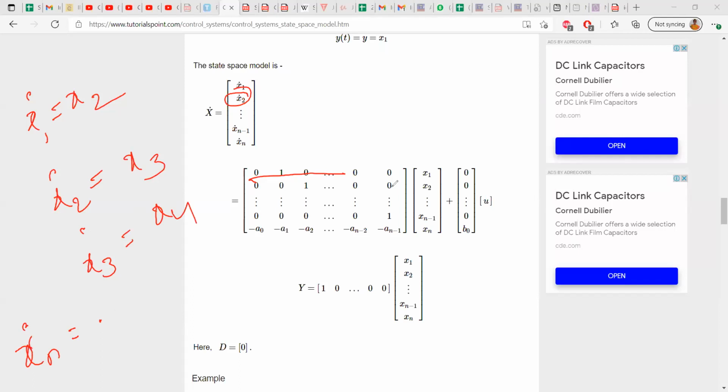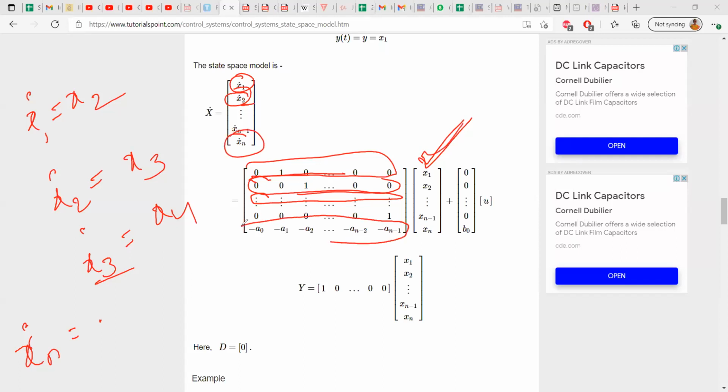I am asking you to tell from this matrix. x1 dot means the first row of the matrix multiplied with this column. x2 dot is nothing but the second row of the matrix multiplied with this column. x3 dot means the third row of the matrix into this column. What is xn dot? The last row of the matrix multiplied with this one. Do the multiplication.